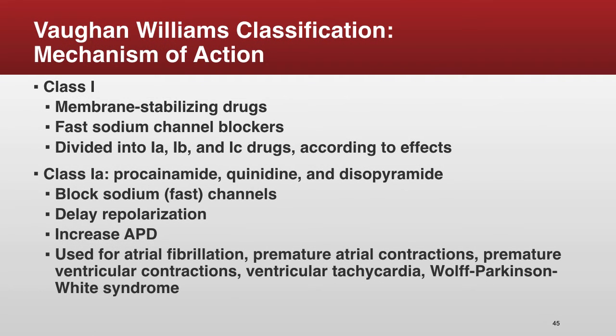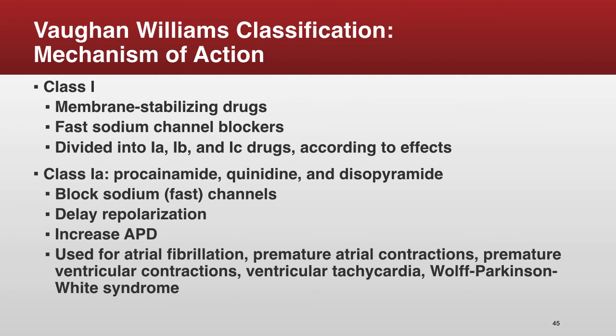In the Vaughan-Williams classification, let's look at the mechanism of action. The class 1 drugs as a whole are membrane stabilizing drugs. They act on the fast sodium channels and are normally fast sodium channel blockers. They're divided into 1A, 1B, and 1C drugs according to their effects.